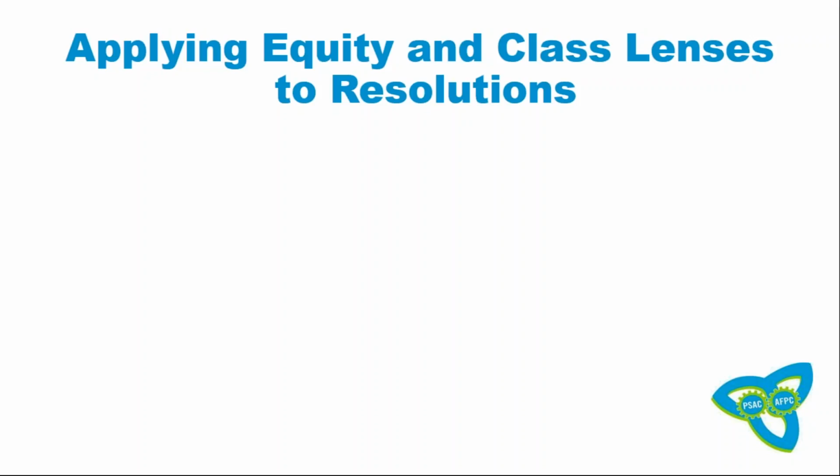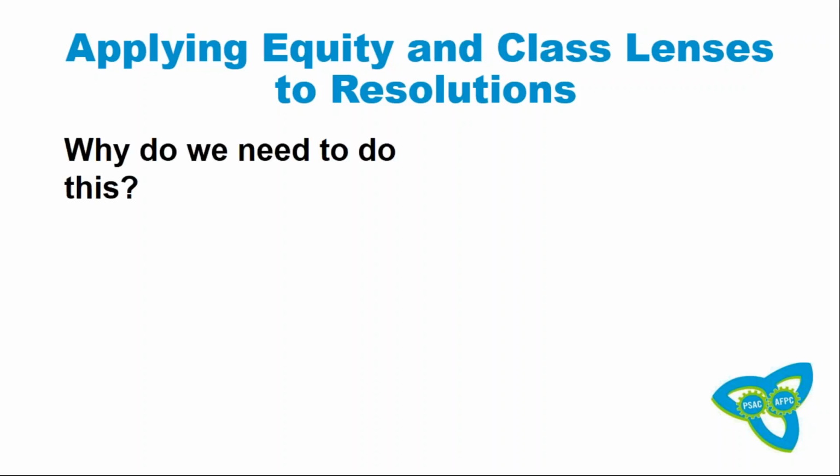Okay, so now we're going to move into applying equity and class lenses to resolutions. I had a lot of feedback about what to remove from resolutions if it's vague, to clarify. Now that we know some quick and dirty tips to change a resolution to make it more accessible, we want to know how to apply an equity and class lens. So why do we need to do this?